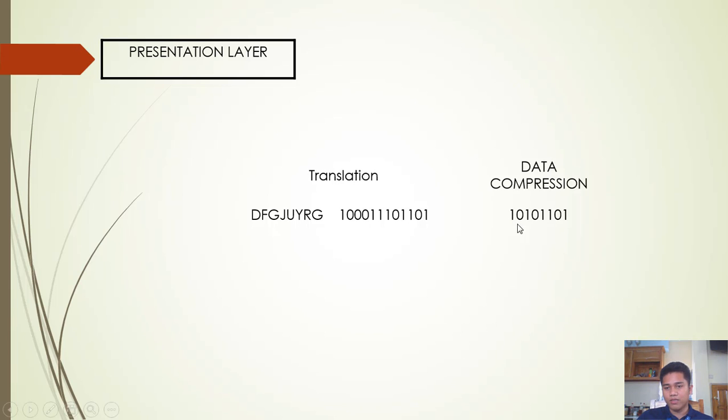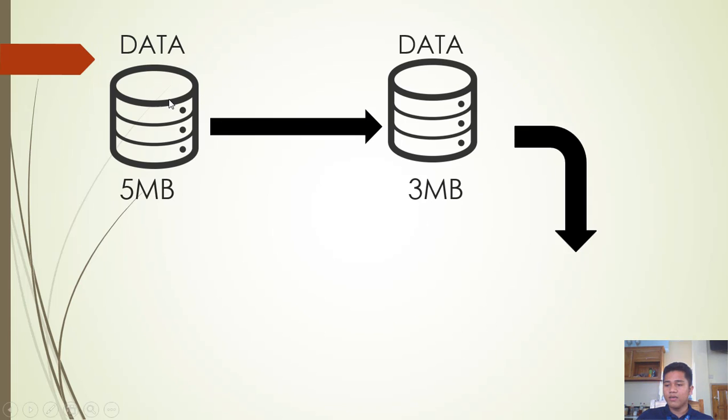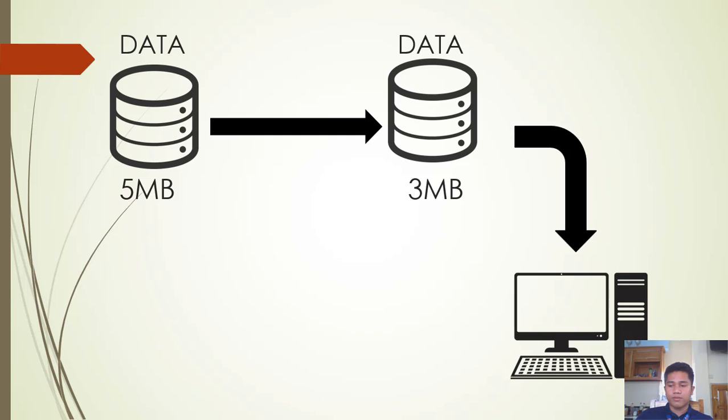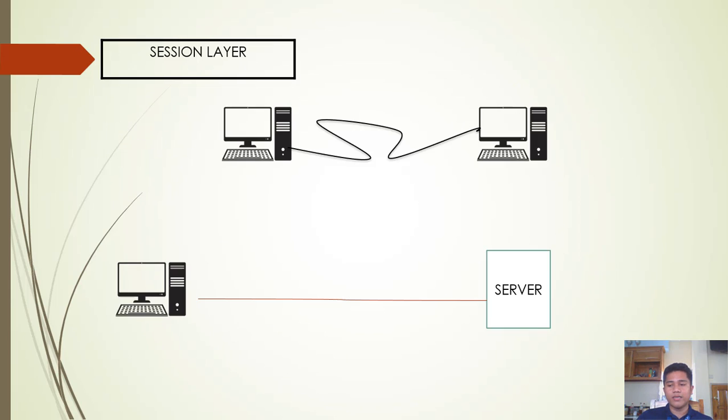The data you send is the original, so it's called transmitted data, and then it's compressed. It's very common to compress data before communicating. So let's move on to the session layer.